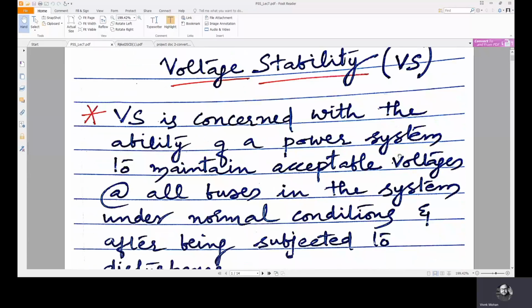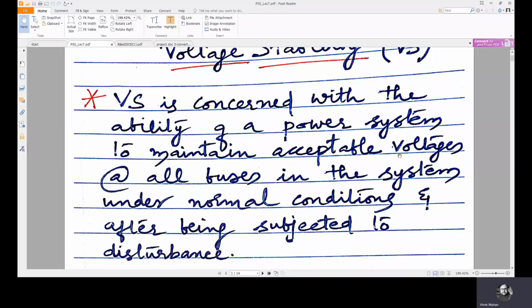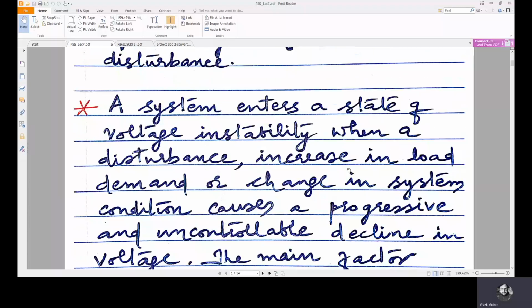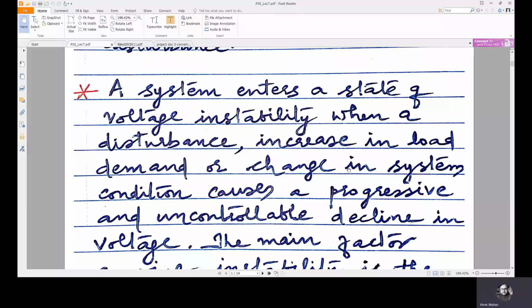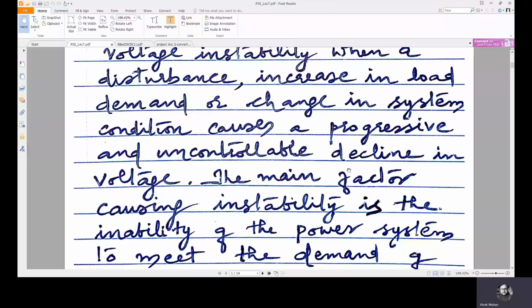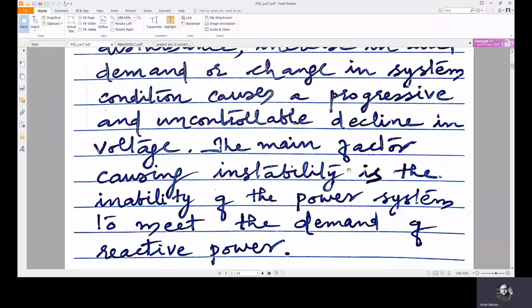Voltage stability is concerned with the ability of a power system to maintain acceptable voltages at all buses in the system under normal conditions and after being subjected to disturbance. A system enters into a state of voltage instability when a disturbance or increase in load demand or change in system condition causes a progressive and uncontrollable decline in voltage. The main factor causing instability is the inability of the power system to meet the demand of reactive power.